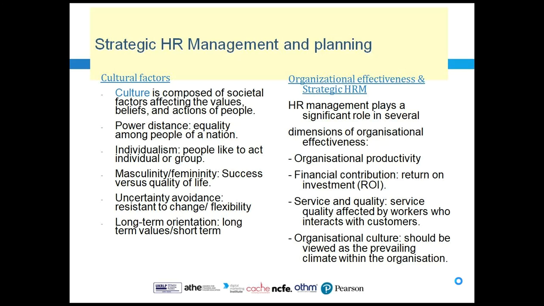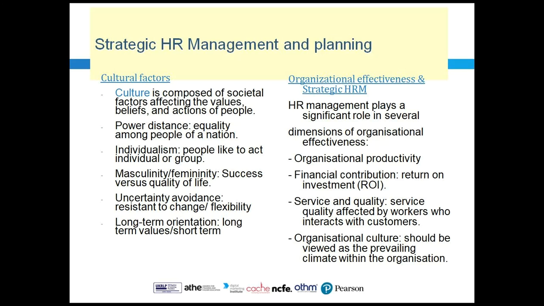Hofstede's cultural dimensions include masculinity and femininity, success versus quality of life. In some cultures, people want success as money, and in others, quality of life is more about working and flexibility. Uncertainty avoidance: in some cultures, people may not be willing to change, so we need a bit of flexibility. We need to look within our organization culture and overall society cultures, and reflect long-term versus short-term orientation.